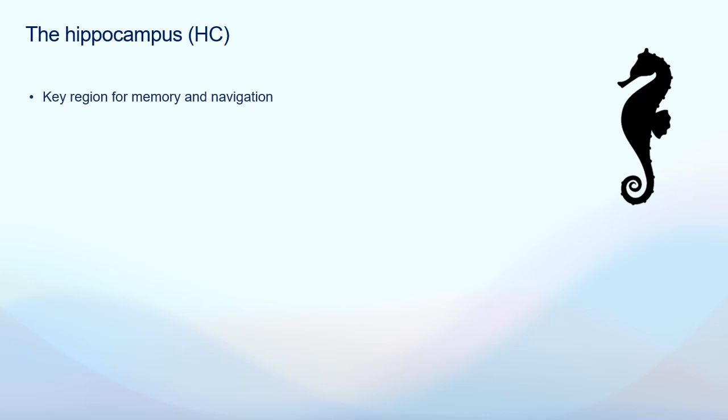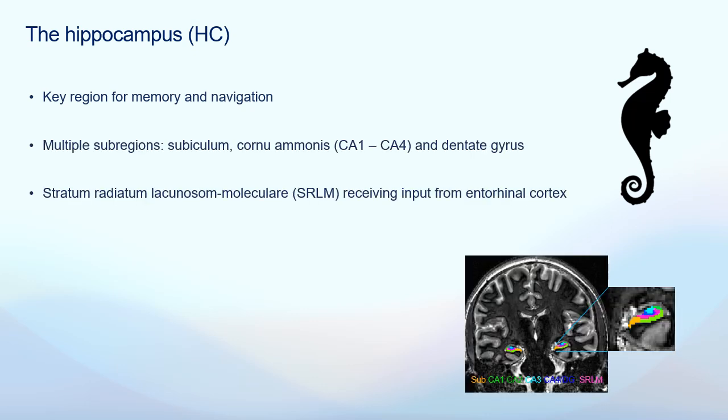The human hippocampus is a critical region for memory and navigation. It consists of subiculum, four cornu ammonis regions, dentate gyrus, and the stratum radiatum lacunosum moleculare.